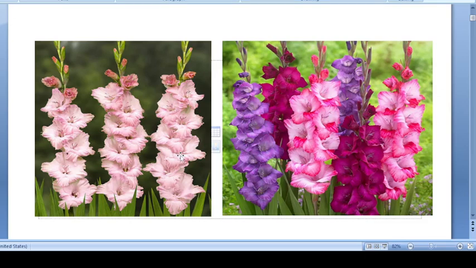Hello friends. So today I would like to give some information regarding production technological aspects of Gladiolus. Gladiolus is one of the important cut flower crops.